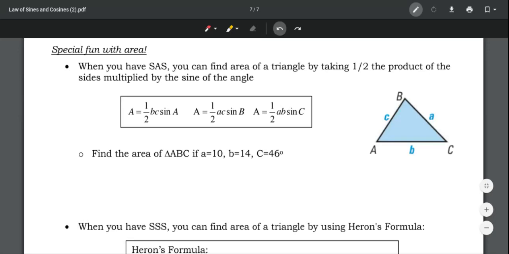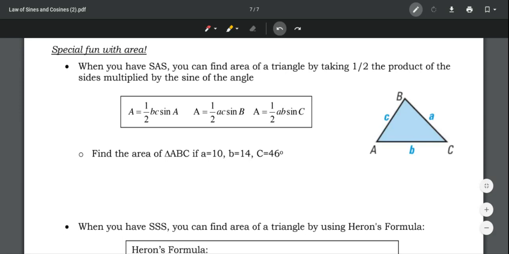Good morning, CP Pre-Calc. What we're doing today is we're going to continue to investigate oblique triangles. Now, let's remember an oblique triangle is a triangle that does not contain a right angle. So we're talking about acute triangles and obtuse triangles. Today, when we investigate our oblique triangles, we are going to look at a way to calculate the area of these oblique triangles.